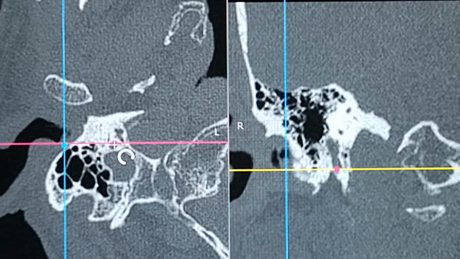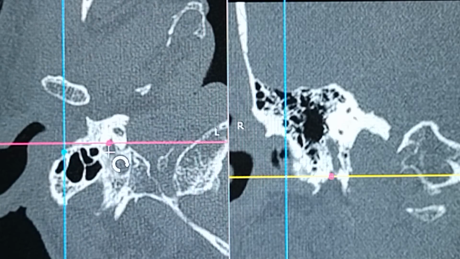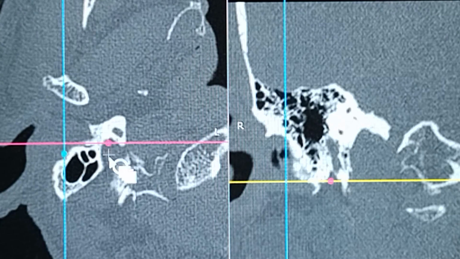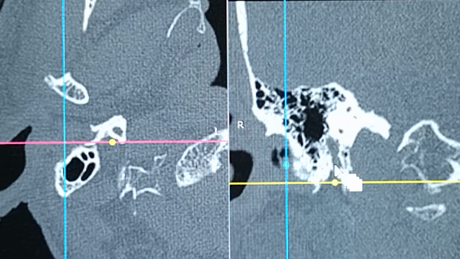So the pink dot which you can see right now is the facial nerve. That's the facial nerve, and there you can see the stylomastoid foramen through which the facial nerve exits right there. You can see that's the facial nerve on the coronal segment. The soft tissue which you can see on my mouse is basically the facial nerve.